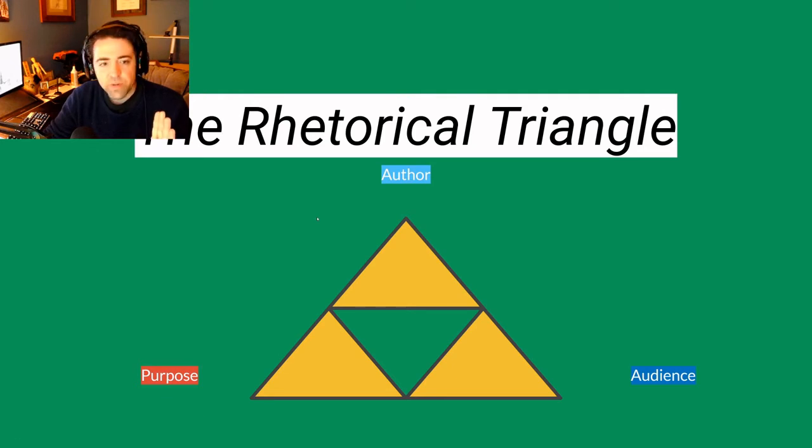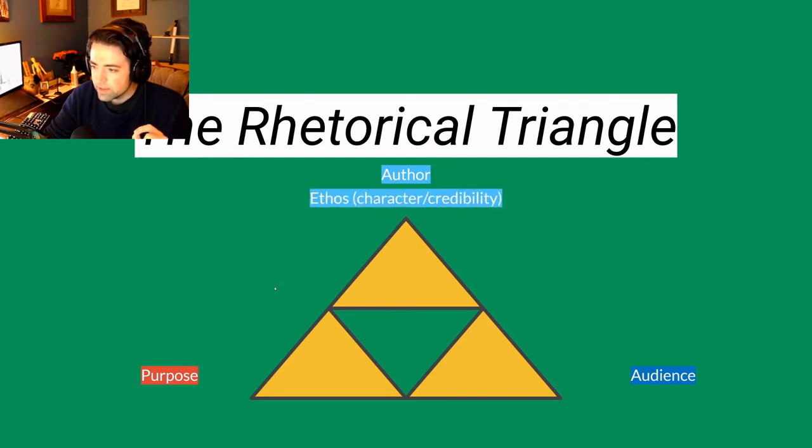But there's more to it than that. There are also rhetorical appeals. Once an author has a purpose and an audience, they have to think about how do they reach that audience. And there are three main types of rhetorical appeals that closely associate with the three points on the rhetorical triangle.